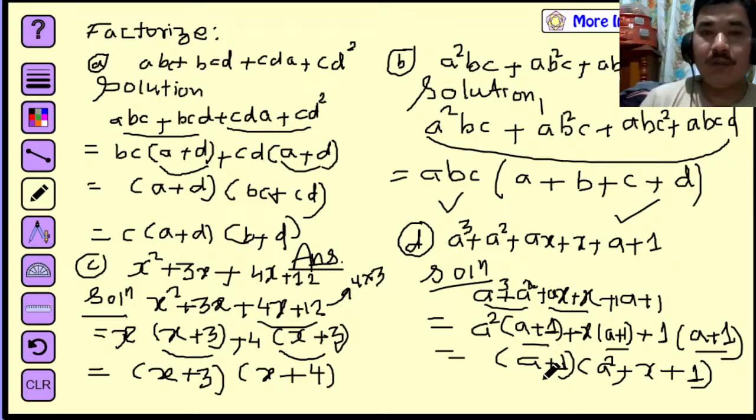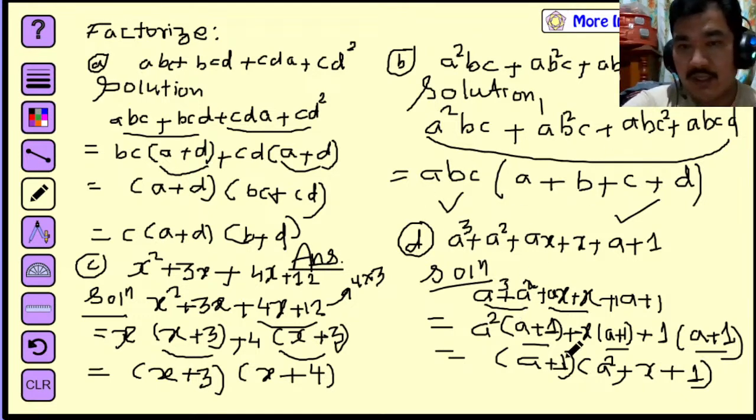This is very useful for the factorization of algebra. It will be very, very useful. Keep watching and keep revising this similar type of question, then you will be clear about the factorization.